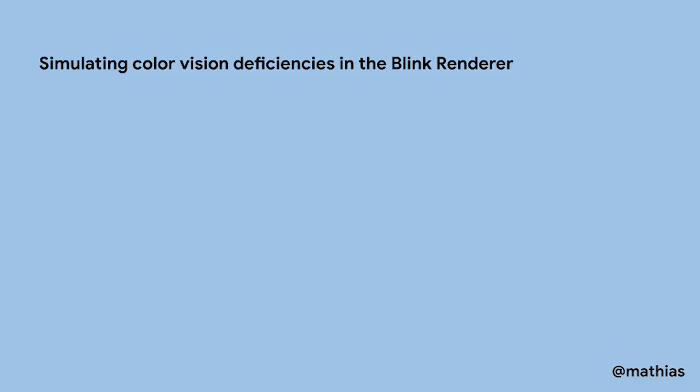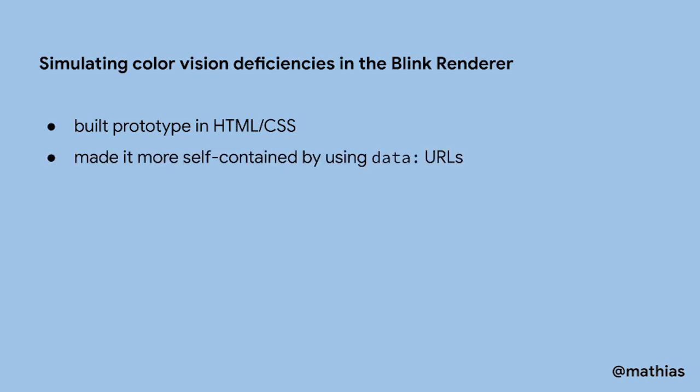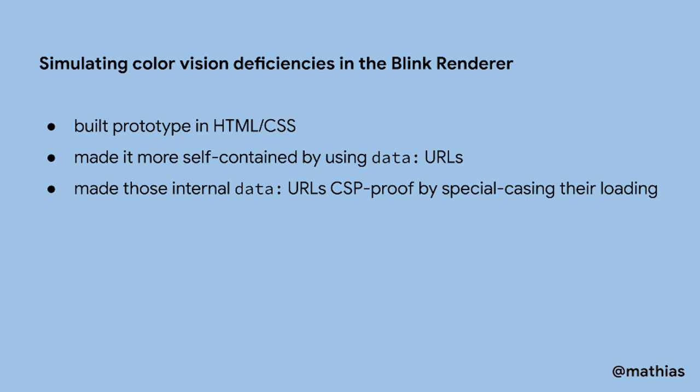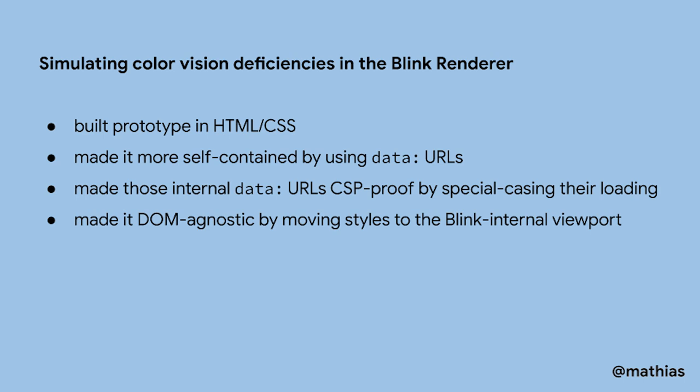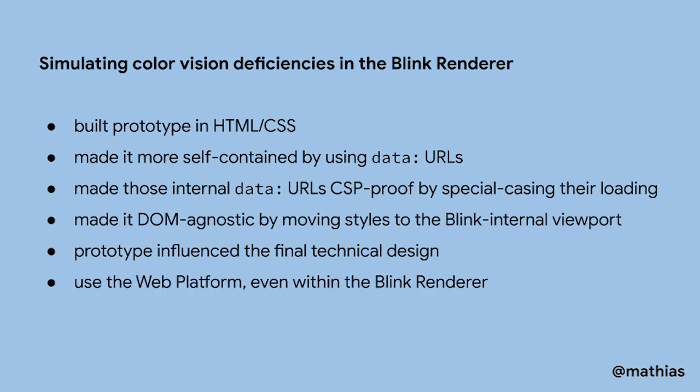To recap our little journey here, we started out by building a prototype using web technology instead of C++, and then we worked on moving parts of it to the Blink renderer. We first made our prototype more self-contained by inlining data URLs. We then made those internal data URLs CSP-friendly by special casing their loading. We made our implementation DOM-agnostic and programmatically unobservable by moving styles to the Blink internal viewport object. What's unique about this implementation is that our HTML, CSS, and SVG prototype ended up influencing the final technical design. We found a way to use the web platform even within the Blink renderer.